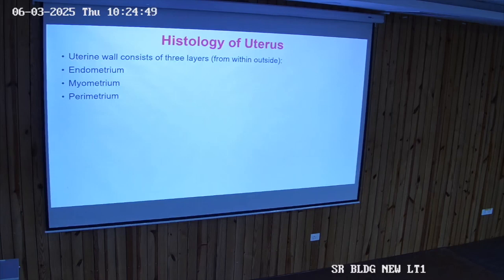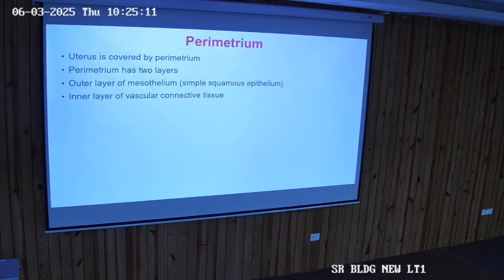So which one is inner and which one is outer? Perimetrium is outer. So I am starting from the outer one, that is the perimetrium. And what do you understand by myometrium? Muscle layer. So names are self-descriptive. Perimetrium, it is covering the outer side, that is the periphery.